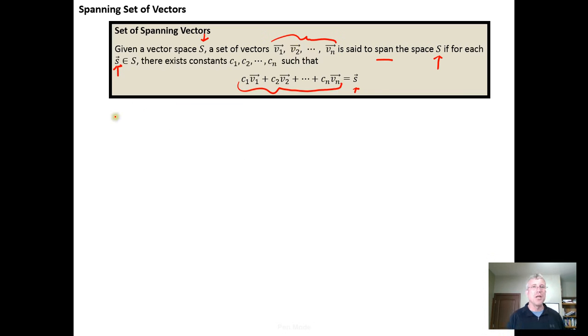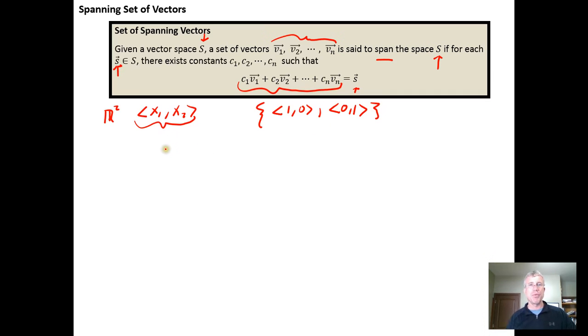So let's say we have the vector space R2. Vectors in the vector space R2 are going to be arbitrary two-component vectors, so they're going to look like x sub 1, x sub 2. If we take the set of two vectors from R2, the vector 1, 0 and the vector 0, 1, we can show that this set of vectors spans the vector space R2, because any arbitrary vector in R2 can be expressed in terms of these two vectors.